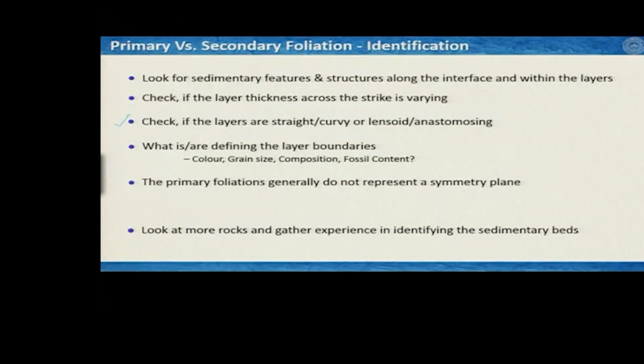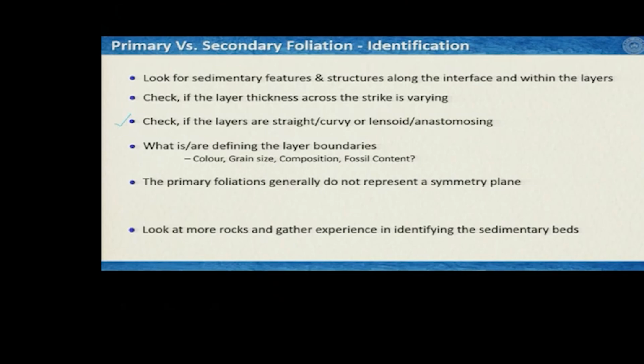Now, also check if the layers are straight or curvy. If they are straight or very gently curving, then it is primary foliation. But if the foliations are repetitive, anastomosing and lensoid, these are your secondary fabric or secondary foliation.